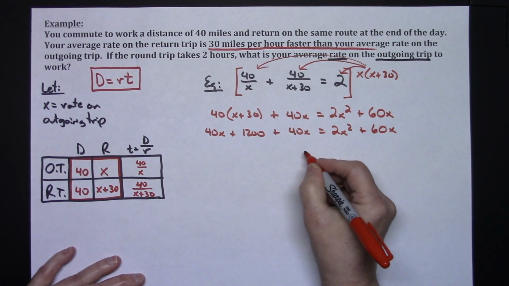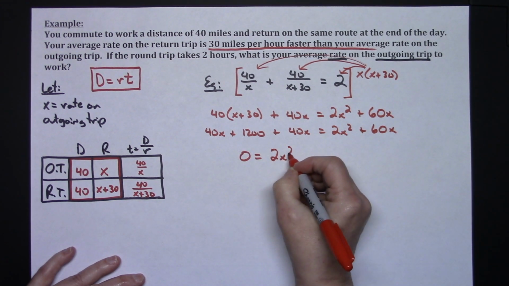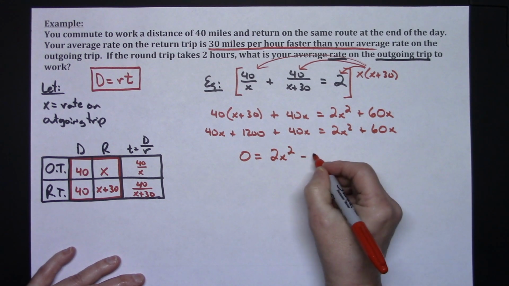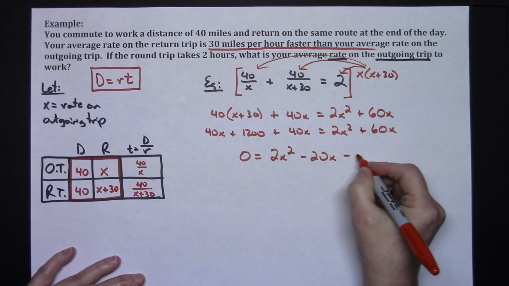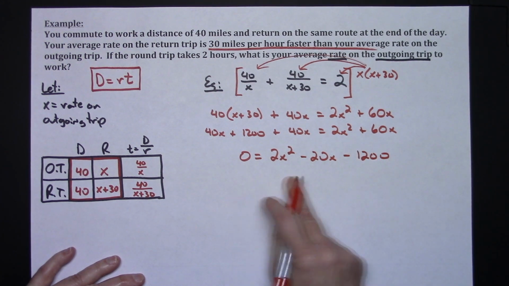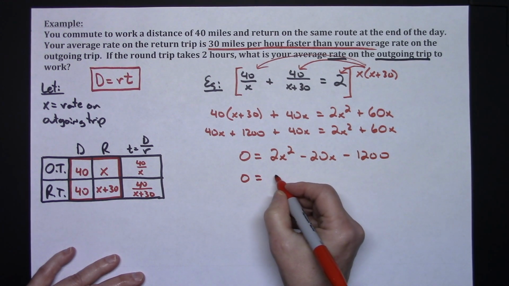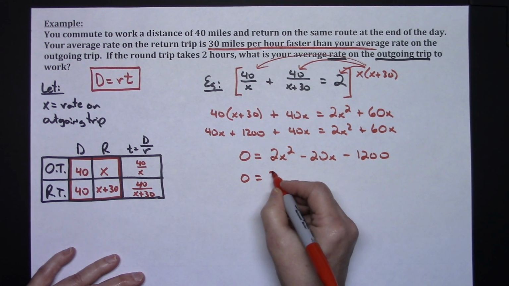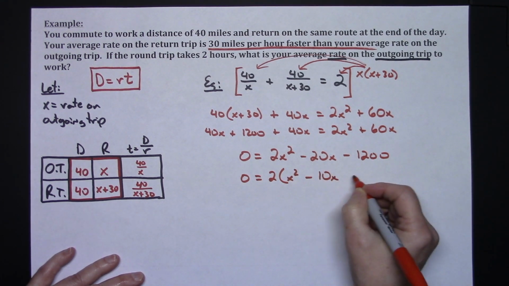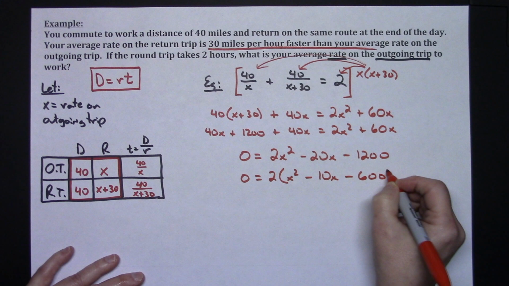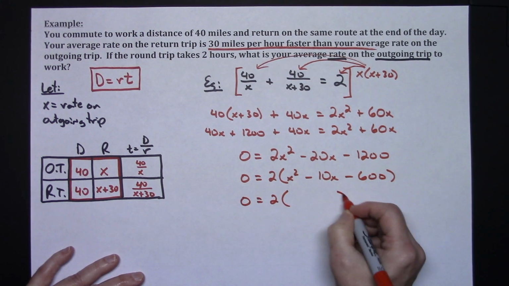I'm going to move everything, so we'll go 0 equals the 2x squared, then the minus 20x, and then this 1200, move it over as well, so minus 1200. If we're lucky, this quadratic now is going to factor. So let's first of all take out a greatest common factor of 2. So x squared minus 10x minus 600. Alright, now this is going to factor pretty nicely. Keep that 2 out there.